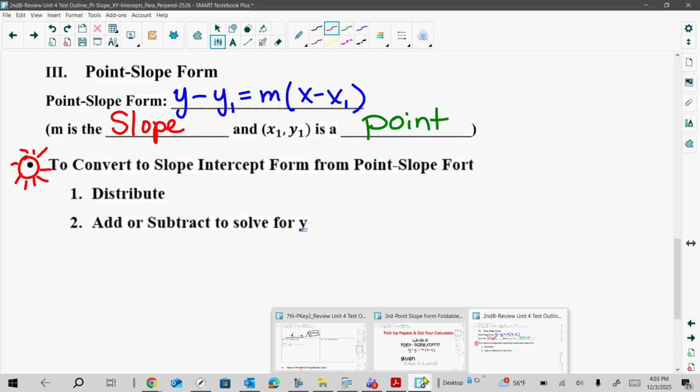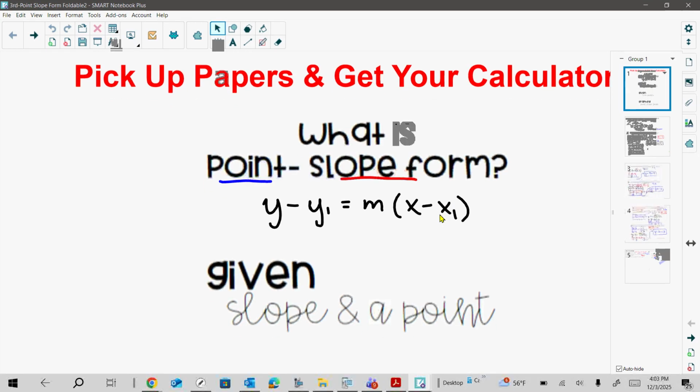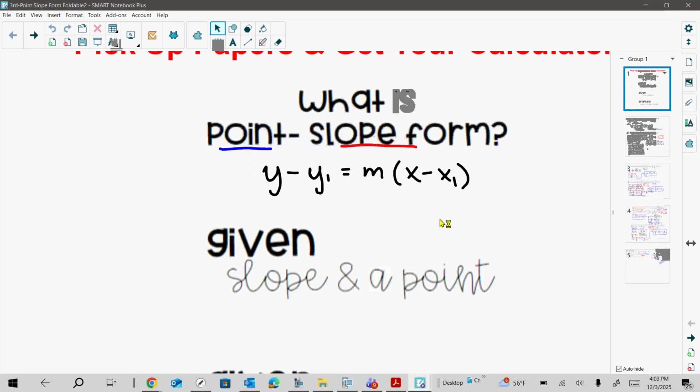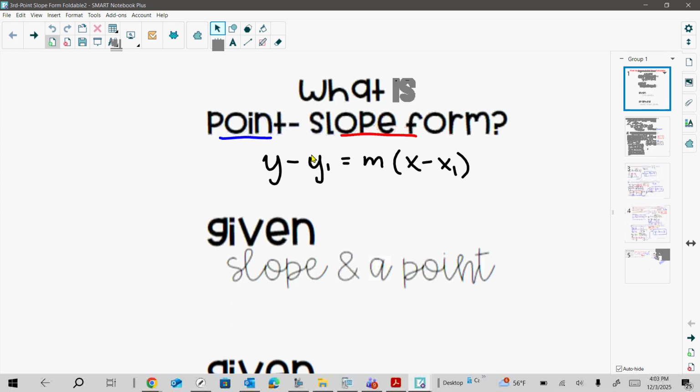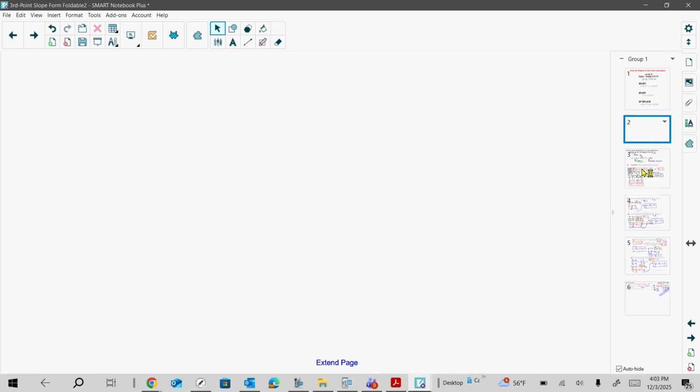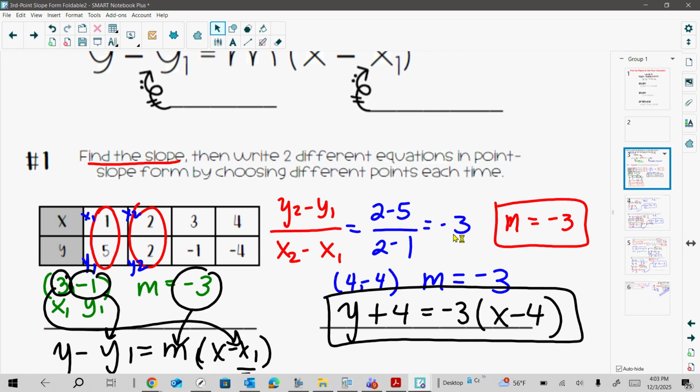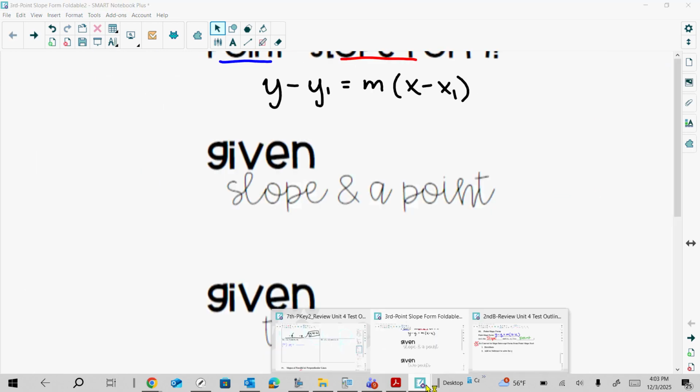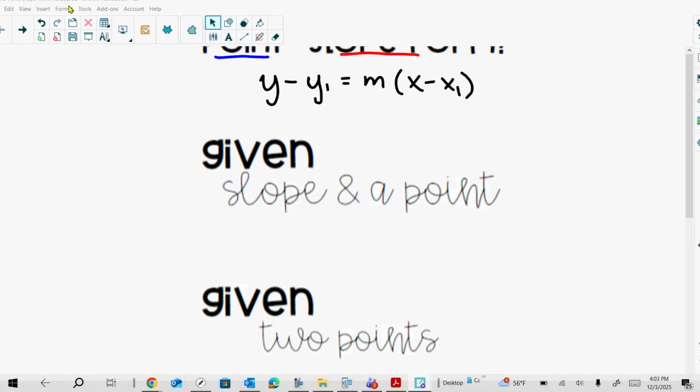And also, don't forget, you could always go back to your notes. This is when we did this in class. We did the point slope form here. And here's the inside of our notes, plugging in the parts. Okay, so you can refer to your notes to help you as well. So let's go through a couple together.